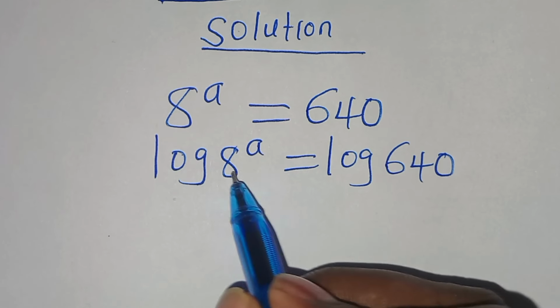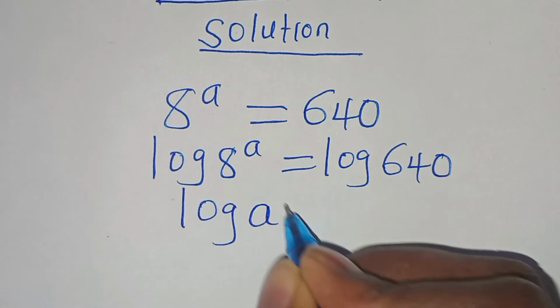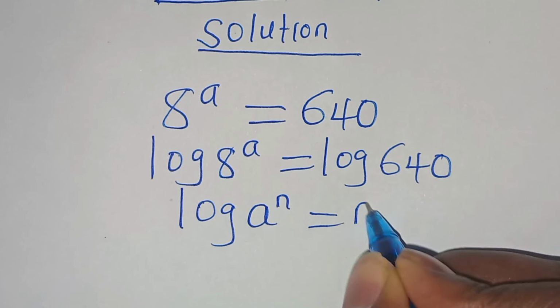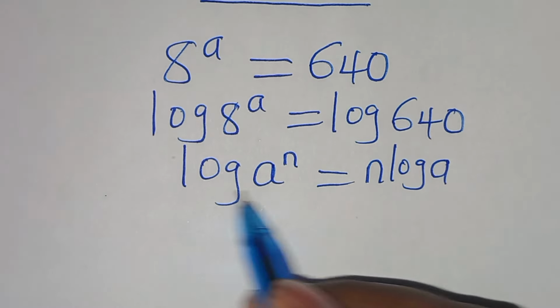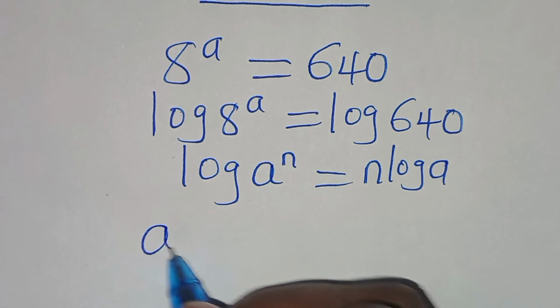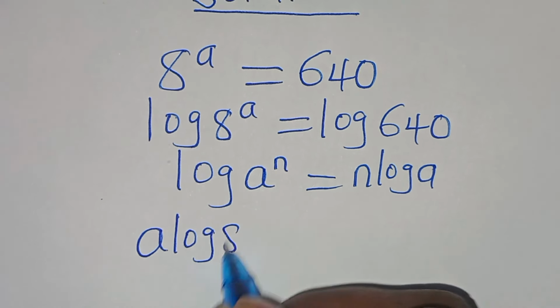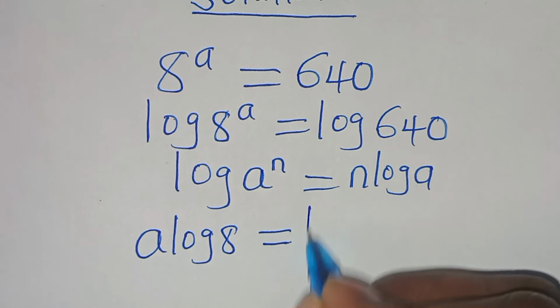You find that log a to the power of a, this is in the form of log a to the power n, which we can express as n log a. Now, applying this power rule property from here, then log 8 to the power of a becomes a log 8. This is equal to log 640.